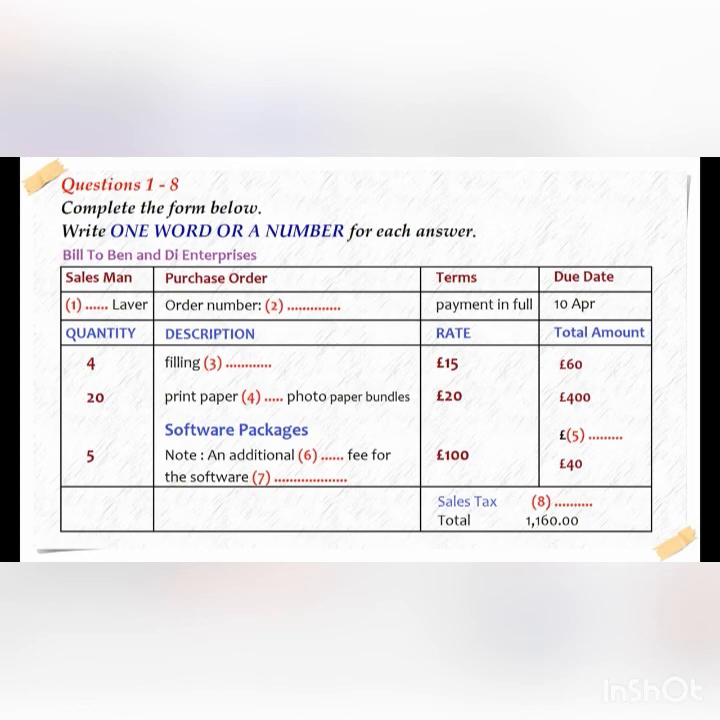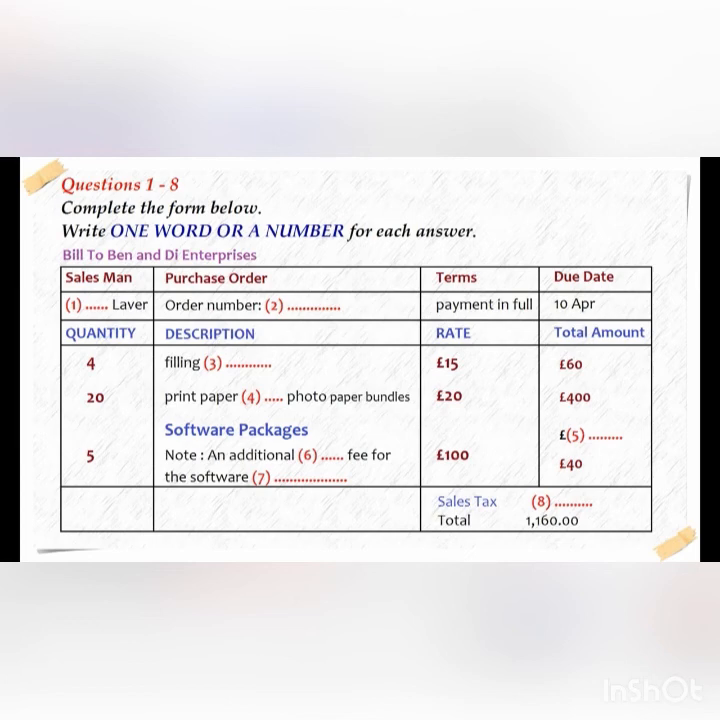Laver. Your order number is 6589B521. You're paying in full, is that right? Yes. Okay. Today's the 4th of April, so we'll put a due date of the 10th on there. Now, do you remember your order details? Yes. First there was the filing cabinets. Of course, for a rate of £15 each.